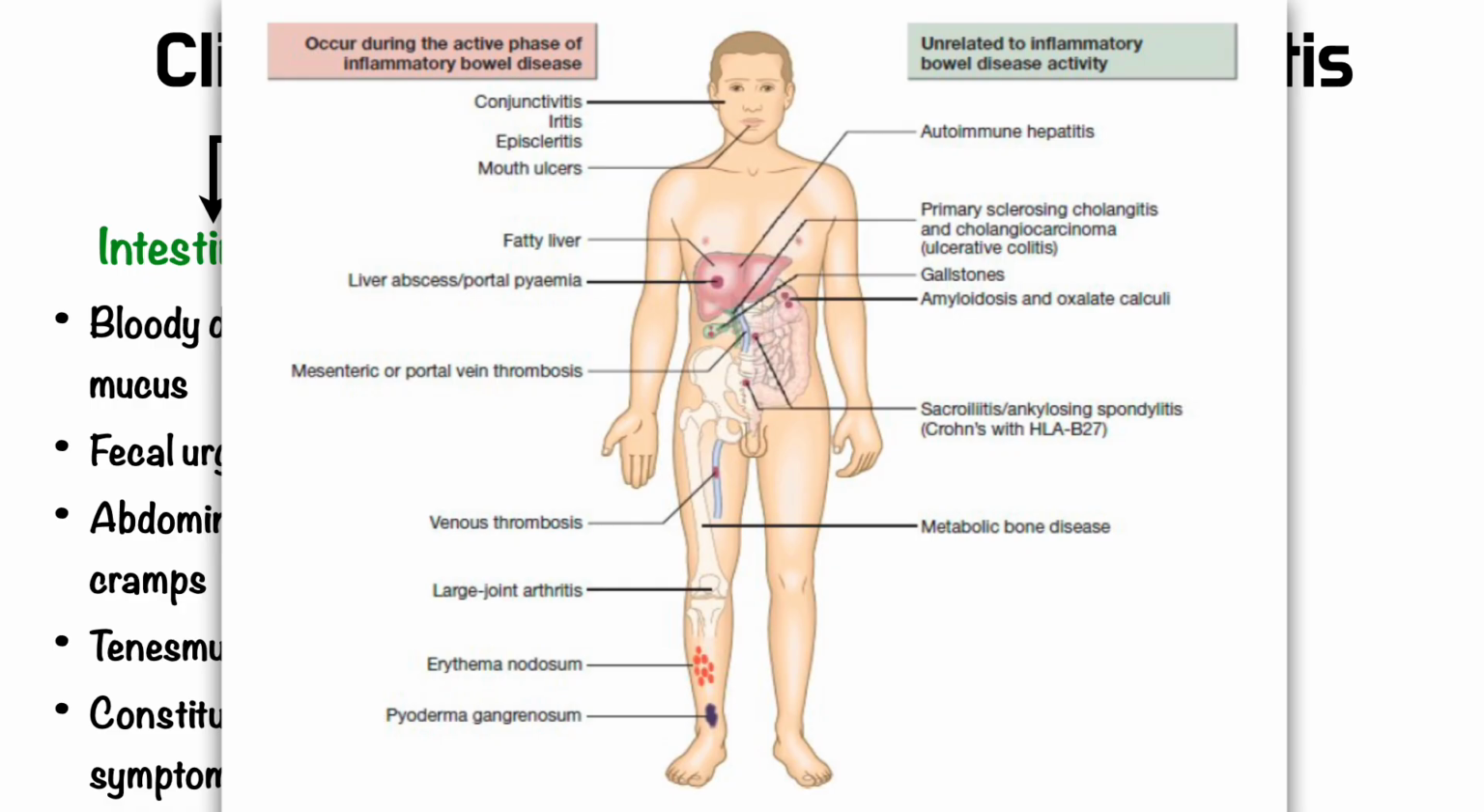These two, pyoderma gangrenosum and erythema nodosum, are very important because these are the most commonly presenting symptoms in extra-intestinal manifestation. And unrelated to inflammatory bowel disease activity, some of these lesions are autoimmune hepatitis and PSC, that is primary sclerosing cholangitis, and cholangiocarcinoma. This has a very common association with ulcerative colitis, right? You have to remember primary sclerosing cholangitis and ulcerative colitis together.